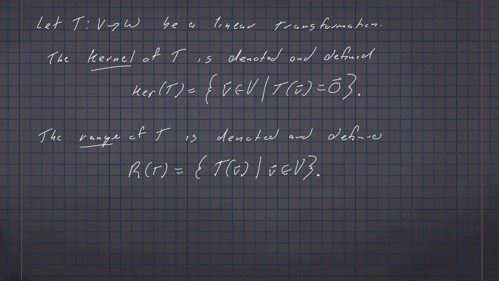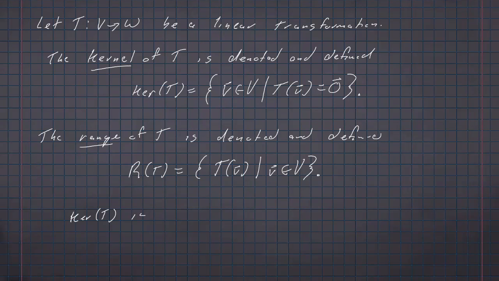The range of T is the set of all T of v, such that v is a vector in vector space V. And like I said, we've talked about the kernel and the range of a transformation before. We said it specifically in terms of Euclidean vector spaces. It extends exactly into generalized vector spaces.